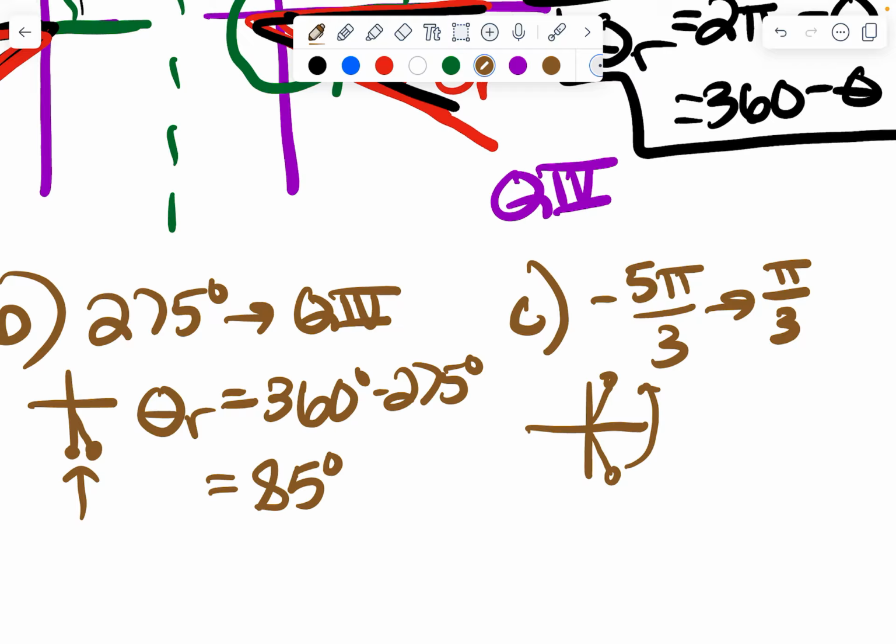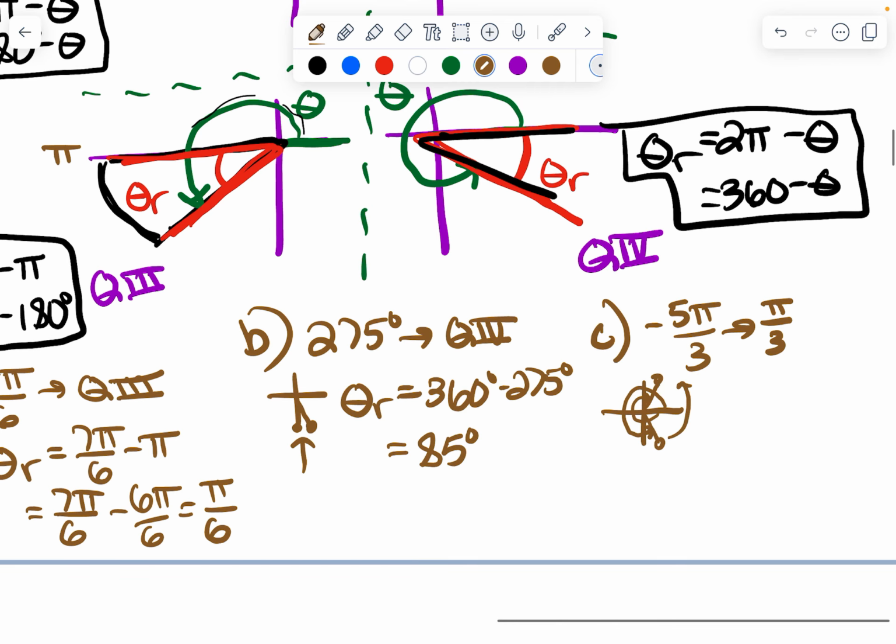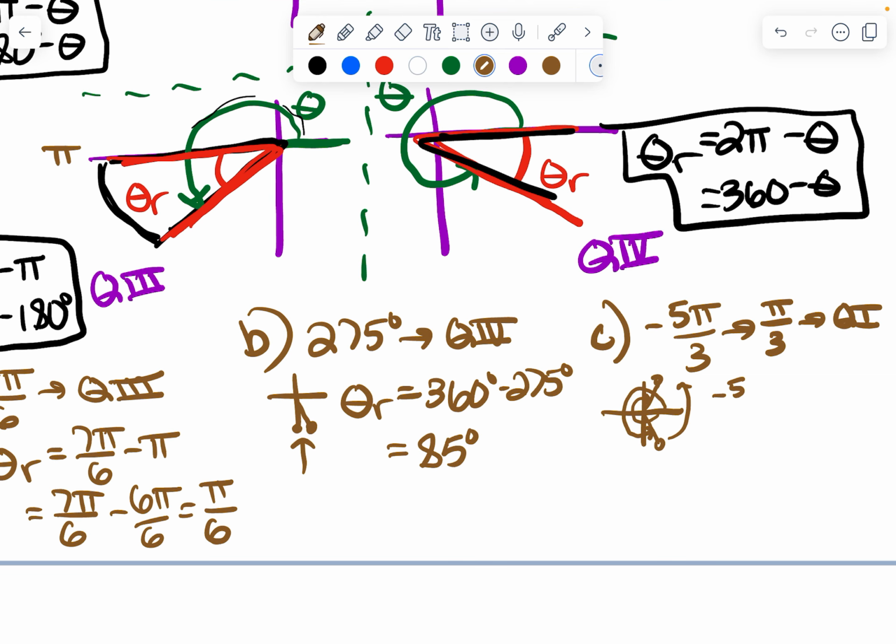Hold on, let me double check this. So 5 pi over 3 is going to be in this quadrant. Negative 5 pi over 3, we pass 1, 2, 3. Yeah, so we'll be in quadrant 1. Something else we can do is add 2 pi. So if I have negative 5 pi over 3 and I want to add 2 pi to find that coterminal angle, that'll be 6 pi over 3. So negative 5 plus 6, we get pi over 3, which again is in quadrant 1.